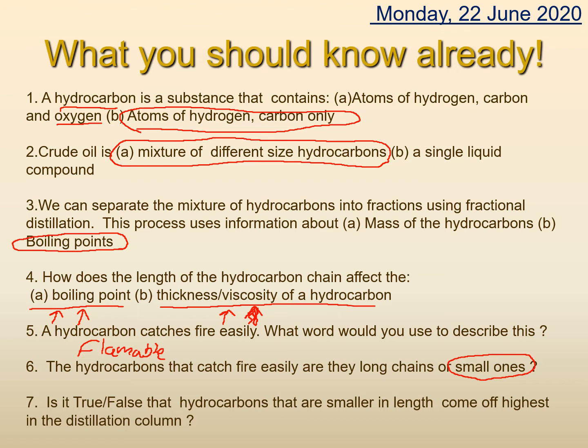Lastly, is it true or false that hydrocarbons that are smaller in length come off highest in the fractional distillation column? That is true. Smaller ones do come off higher at the lower temperatures. So remember, it's hot at the bottom and cool at the top. As you go up, it cools down, so the shorter chains with their lower boiling points will condense higher up the column.